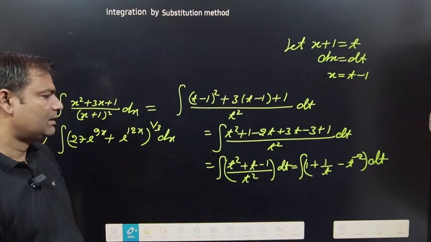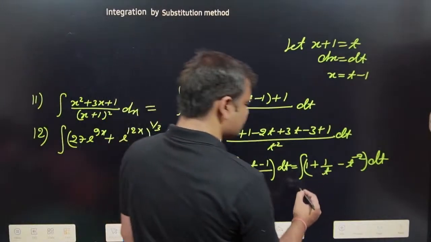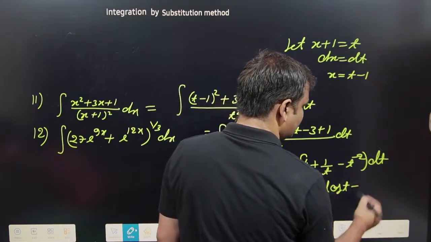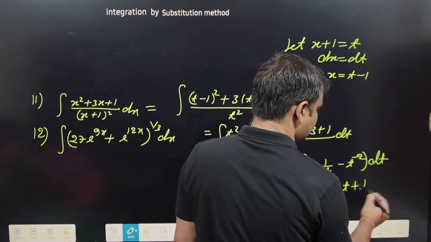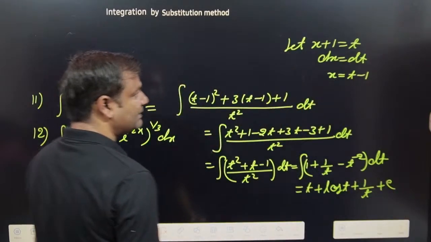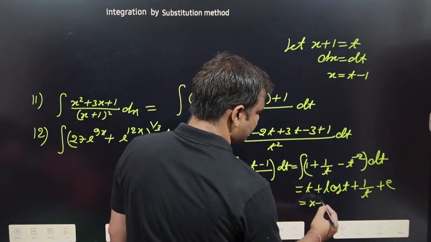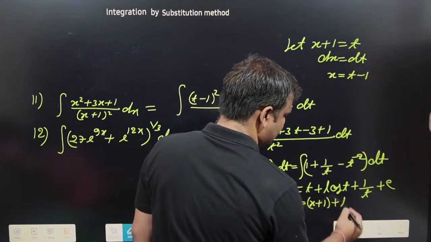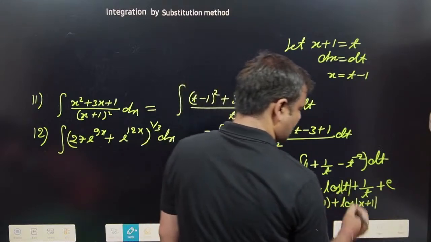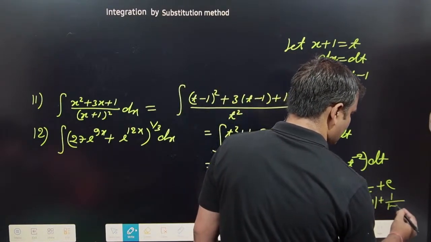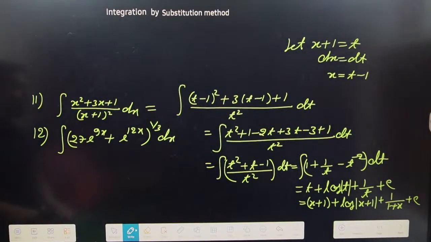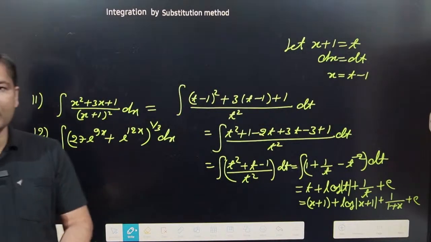Okay, now what about that integration? Simply here t, that one log t, and that one minus 1 by t, so minus minus is plus. After that t is replaced by x + 1, and here log modulus of x + 1, plus 1 upon 1 + x, plus c is the right answer. Make a note of it. Okay, this is the final answer.